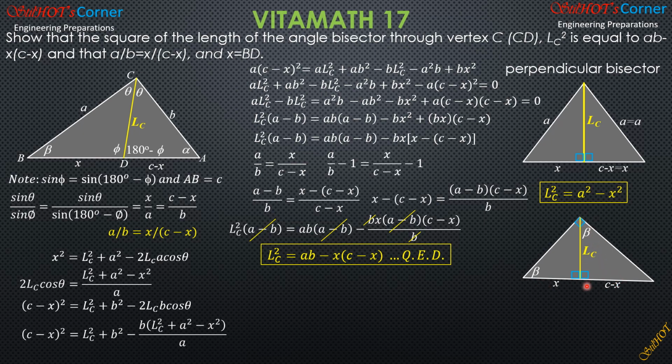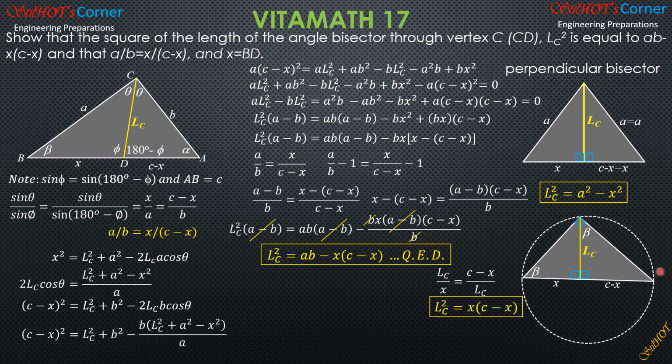So that is L sub c is equal to the square root of x times c minus x, or simply L sub c square equals x times c minus x. L sub c is the mean proportion between the segments it cuts on the opposite side. So tangent theta, L sub c over x equals c minus x over L sub c. So L sub c square is x times c minus x. So same relation or formula.